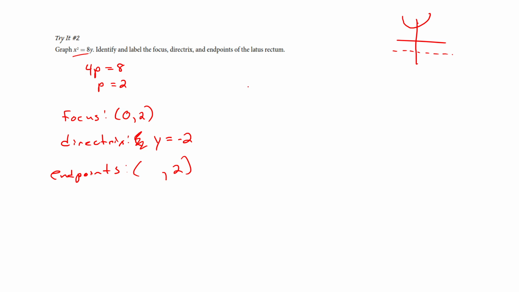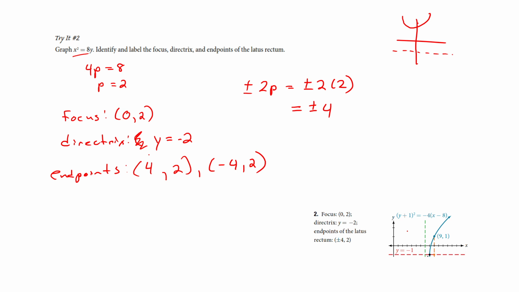Now what are the other 2 points? Remember, it's plus or minus 2p. So I've got plus or minus 2 times 2, so plus or minus 4. So I've got a point here at 4, and I've got a point here at negative 4. Okay, now we can just graph it. I'll use their graph down here.